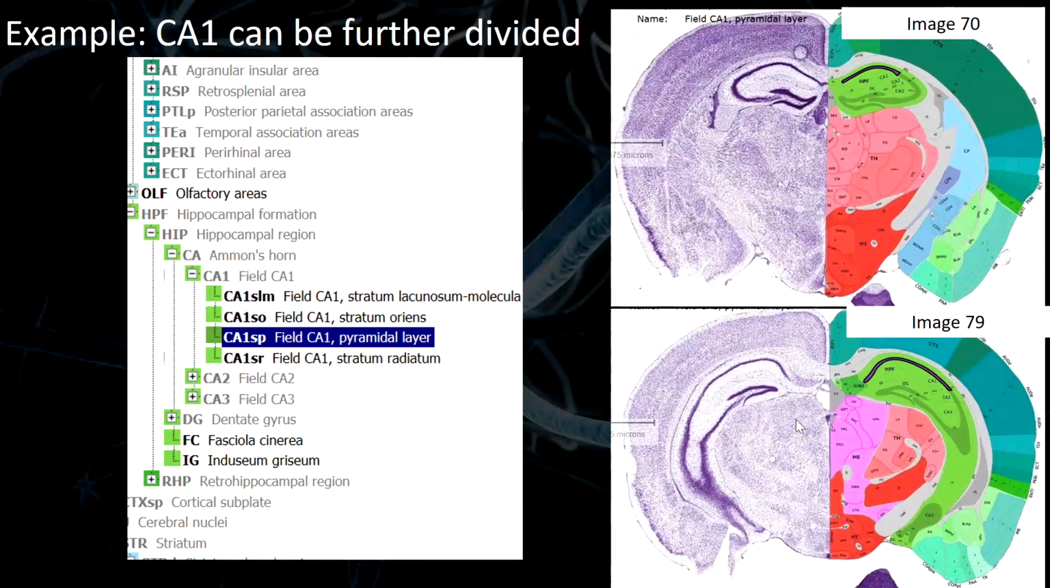Okay, let's do more crazy things. You know what? CA1 can be further divided into layers. Let's take a look at this layer. The layer has a lot of nuclei here. The darker region here, if you highlight the CA1 pyramidal layer, it's going to highlight that layer for you. So this layer is the CA1 pyramidal layer. And same thing on image 79. That's the CA1 pyramidal layer.